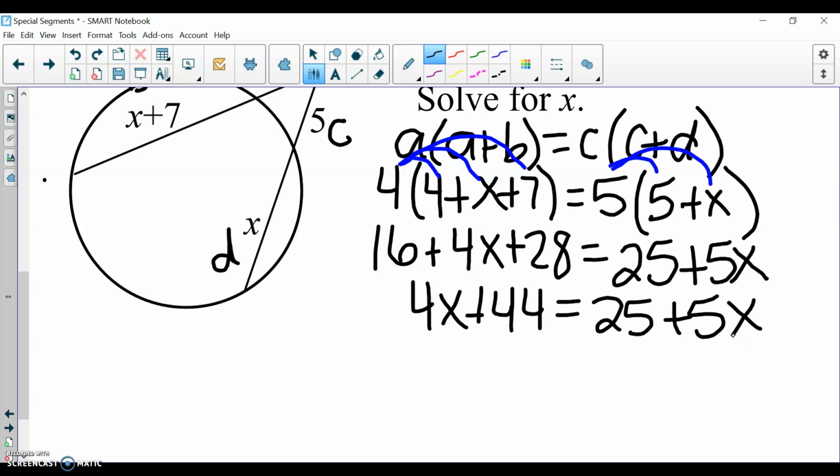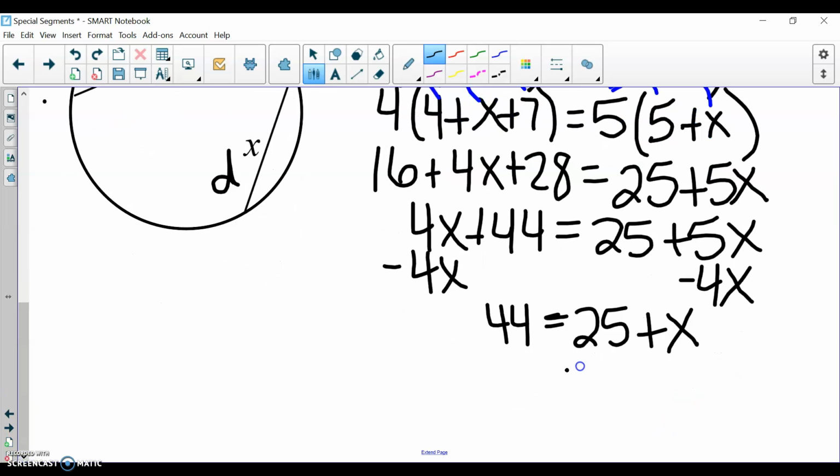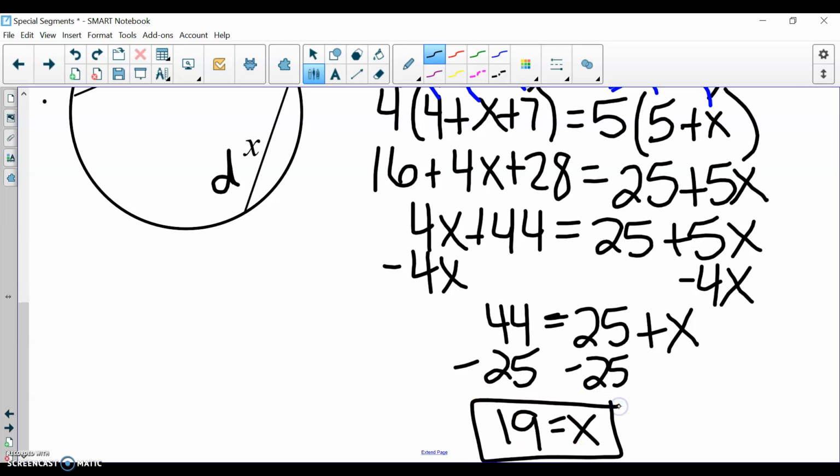Okay. I'll go ahead and subtract 4x from both sides. Okay, so we have x, and then our last step, we could subtract 25 on both sides. So the value of x should be 19.